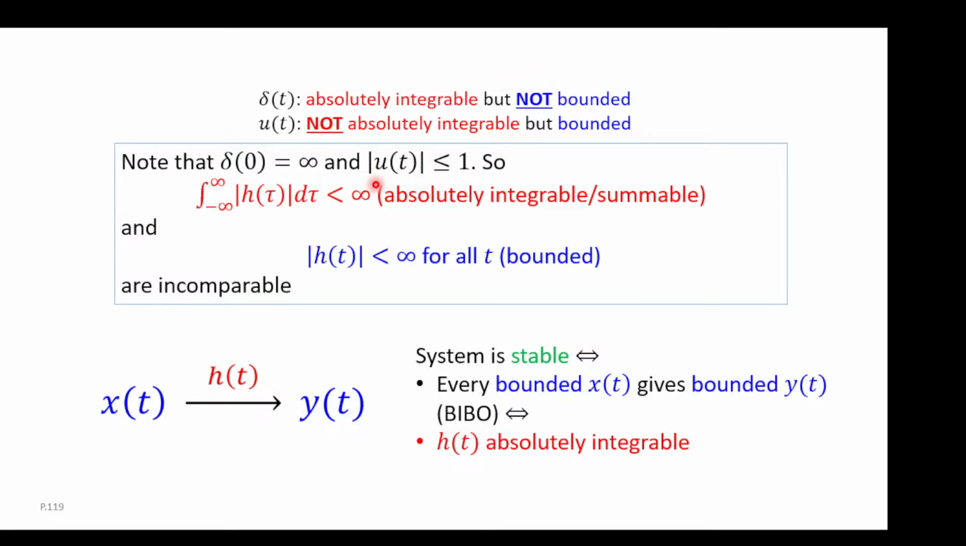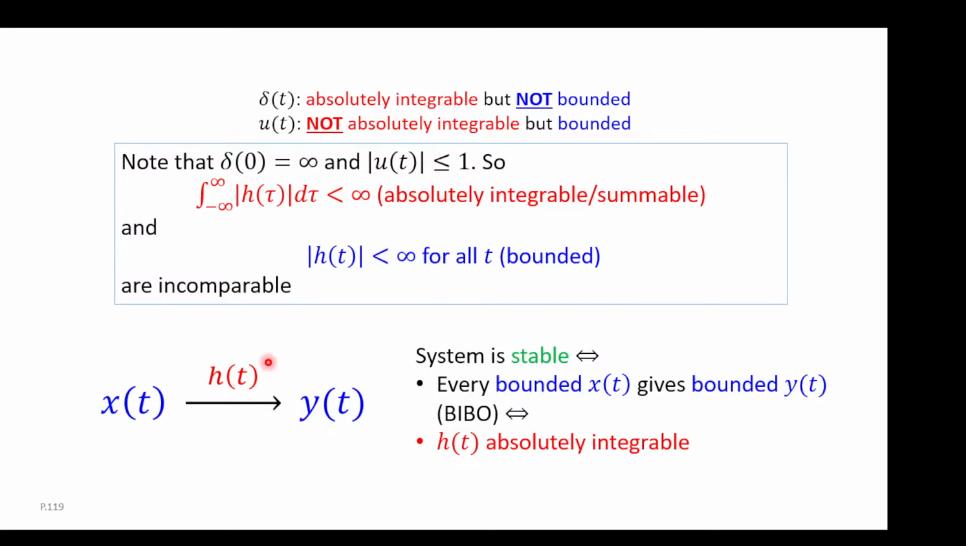We are not checking whether h of t is bounded or not. That doesn't mean anything, as we see in these two examples. This h of t is a function that's describing your system, and it can be bounded but not absolutely integrable, and it can be not bounded and absolutely integrable.